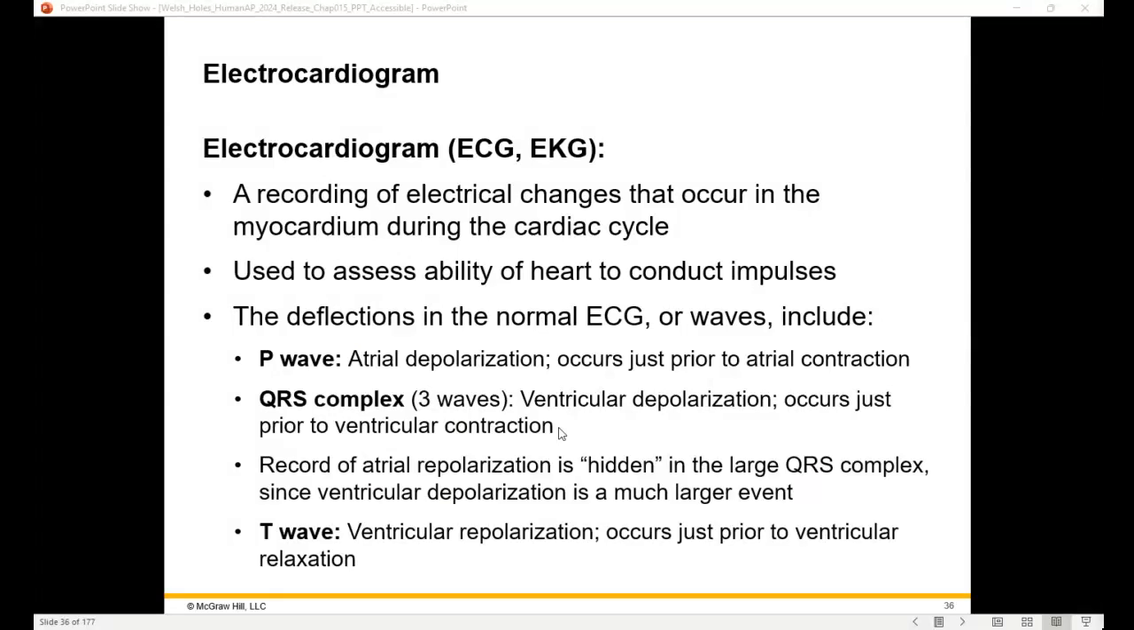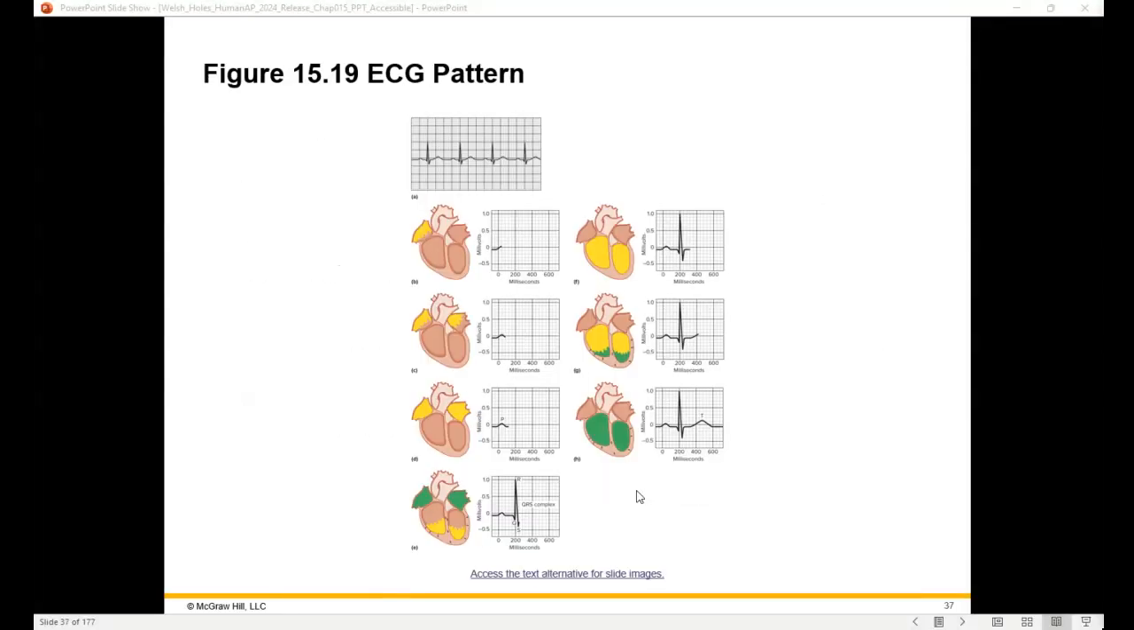Then we have the QRS complex. It's basically three waves. We have ventricular depolarization that occurs just prior to the ventricular contraction. We have a record of atrial repolarization, which is hidden in the large QRS complex, since the ventricular depolarization is a much larger event. And then we have the T wave. This is the ventricular repolarization that occurs just prior to the ventricular relaxation.